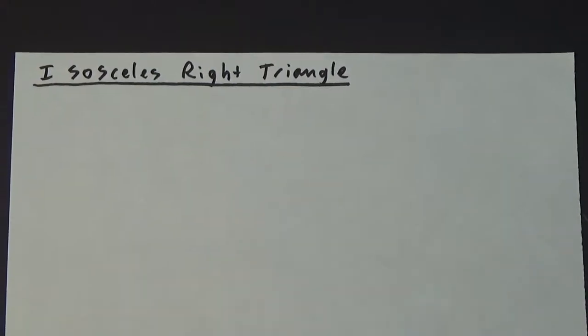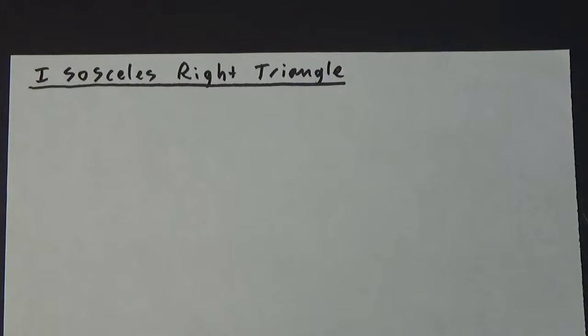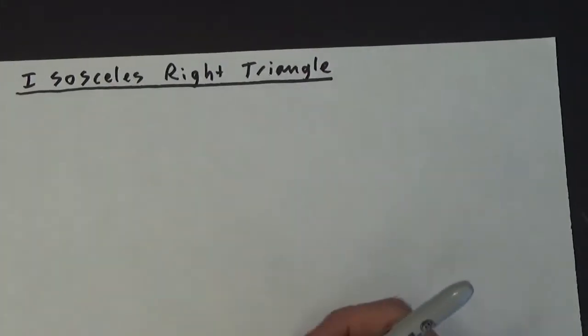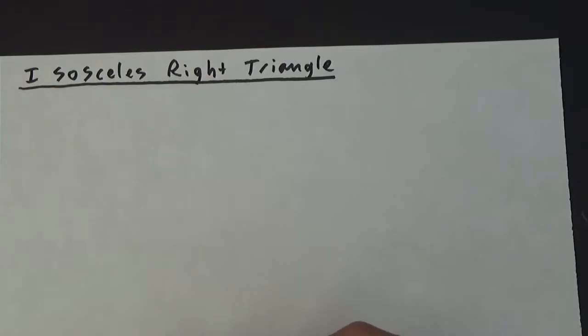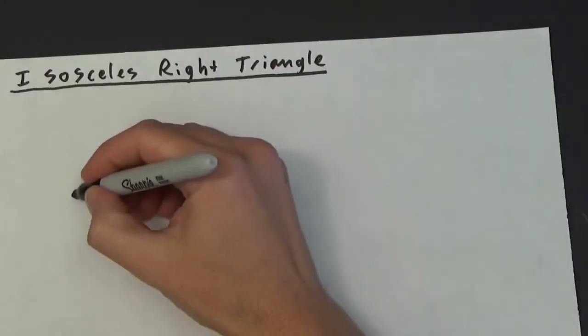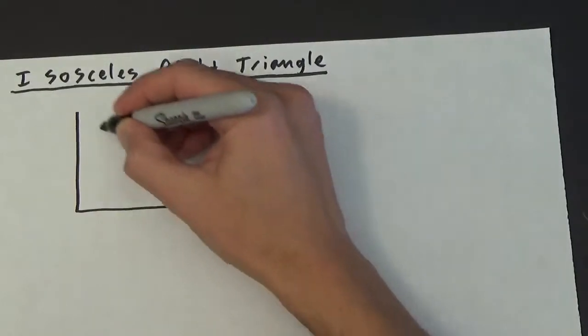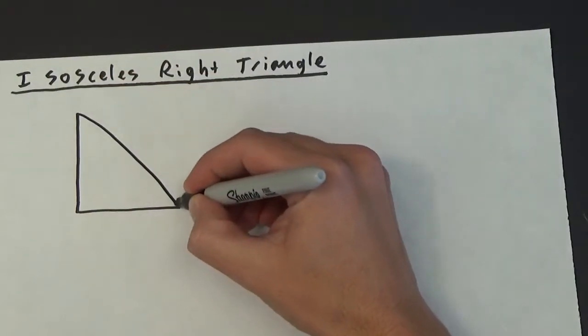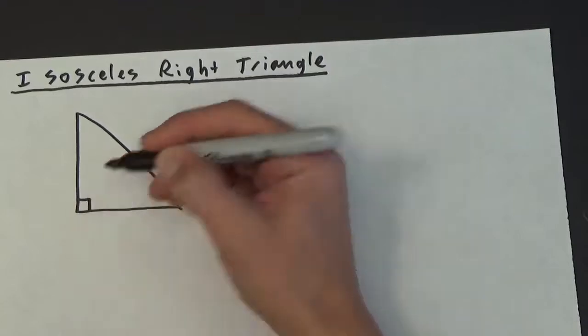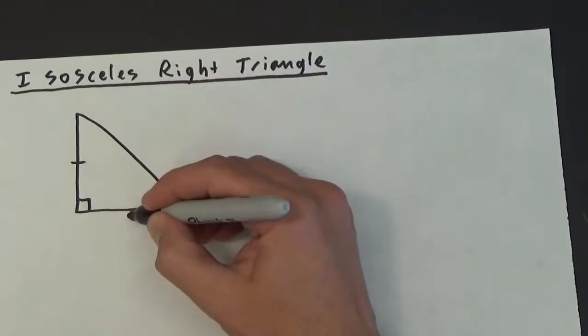So part of our review of geometry, we're going to look at two special right triangles. And the first special right triangle we're going to look at is an isosceles right triangle. So if we were to have an isosceles right triangle, essentially there's only one way that can work, if this is the right angle and this side is congruent to this side.